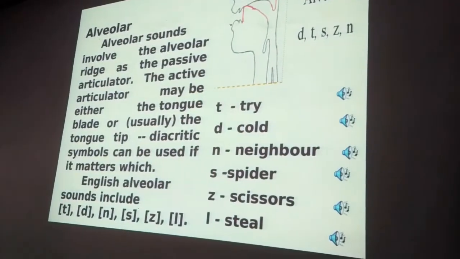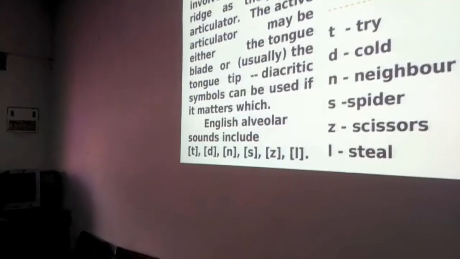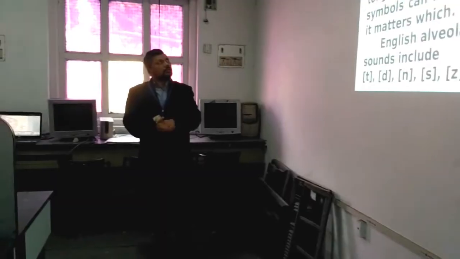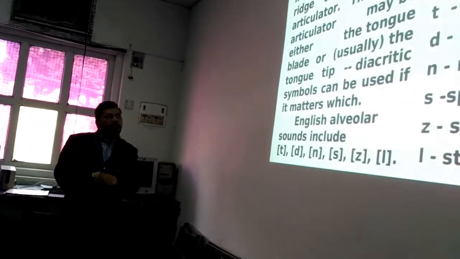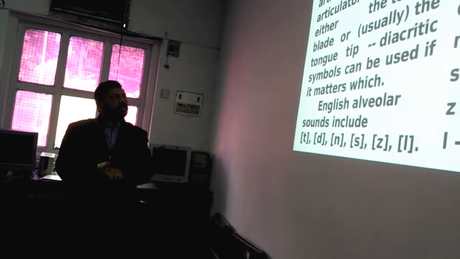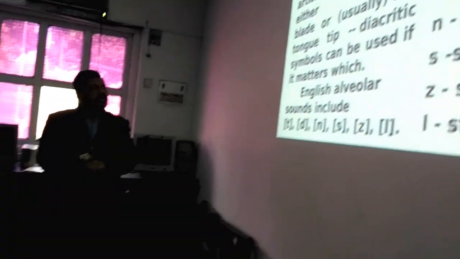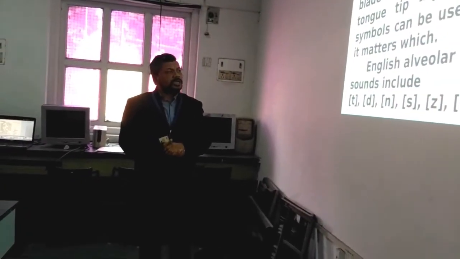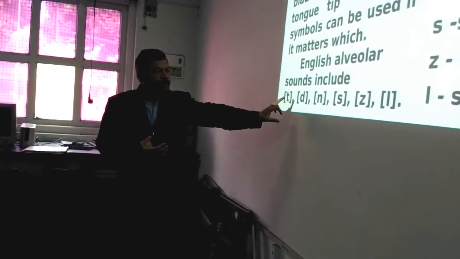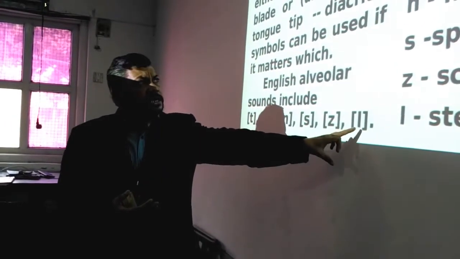Here comes the alveolar sound. Alveolar sounds include ta, da, sa, za, la, and na. Alveolar sound involves the alveolar ridge as the passive articulator. The active articulator may be either the tongue blade or the tongue tip. Diacritic symbols can be used if it matters. English alveolar sounds include ta, da, na, sa, za, and la.